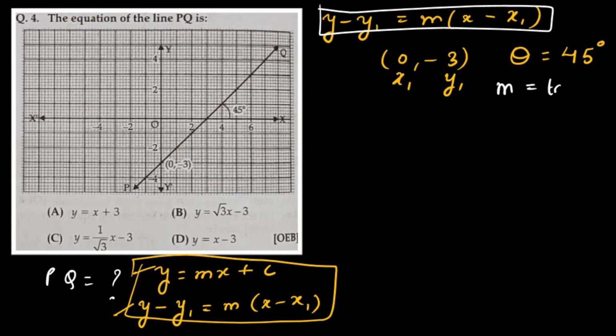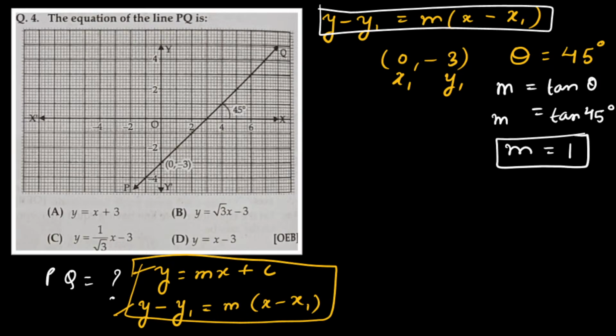M is equal to tan theta. We'll use this formula of slope. So m is equal to tan 45 degrees. Tangent 45 degrees is equal to 1. Standard values of tan you should know, because sometimes we have to use them as per the given angle. So tan 45 is equal to m. So m is equal to 1.